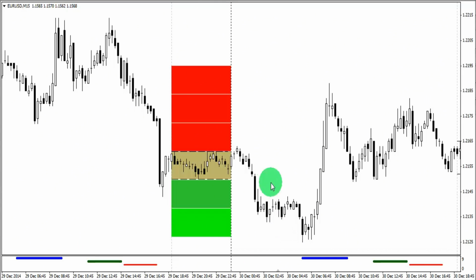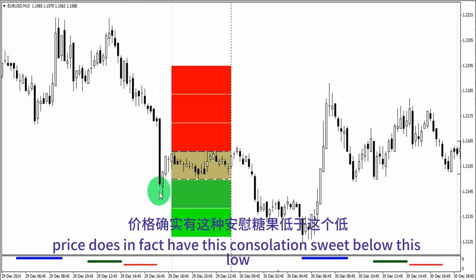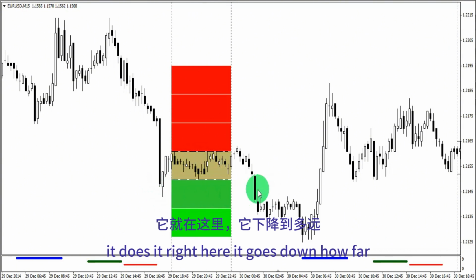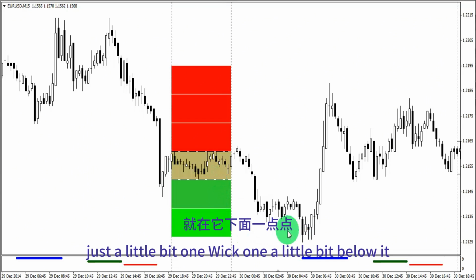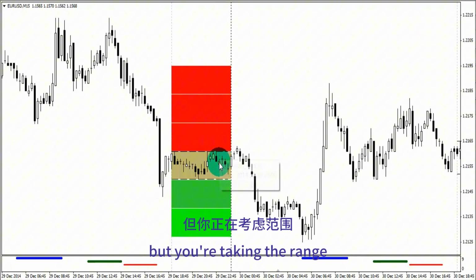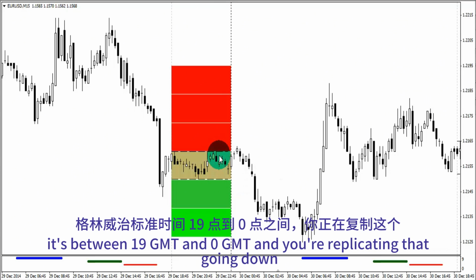Price does in fact, out of this consolidation, sweep below this low. It does it right here. It goes down how far? 2 standard deviations, just a little bit. One wick went a little bit below it, but you're taking the range that's between 1900 GMT and 0 GMT, and you're replicating that going down.